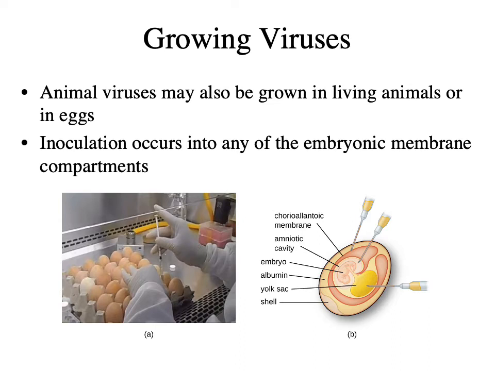We can inoculate the virus into the embryonic membrane compartments of this fertilized chicken egg. We can inject the viruses into the yolk sac. We can inject the viruses into the amniotic sac. All of these different compartments are places where the virus can grow. It can infect the cells within this fertilized chicken egg and grow and develop. And then we can harvest them to make influenza vaccines.